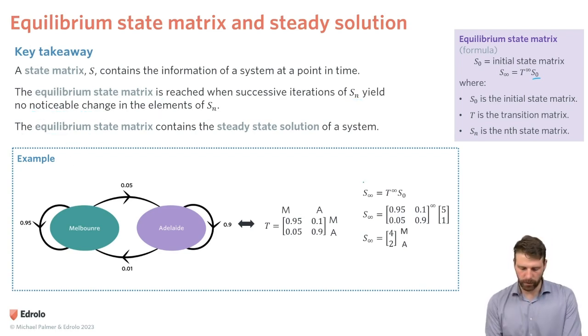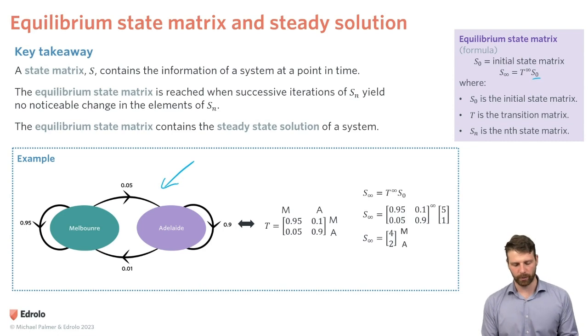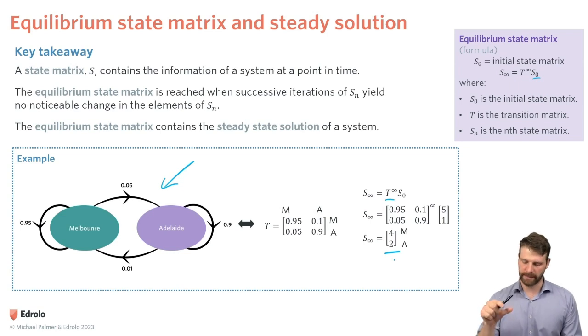So look at this example here that we had about people moving from Melbourne to Adelaide. It turns out if you calculate T to the power of infinity, then it'll come out that the population at Melbourne settles at 4 million and the population at Adelaide settles at 2 million. Now, you might be looking at that and asking, well, how did you take it to an infinite power? I don't really understand that, and that's fine.